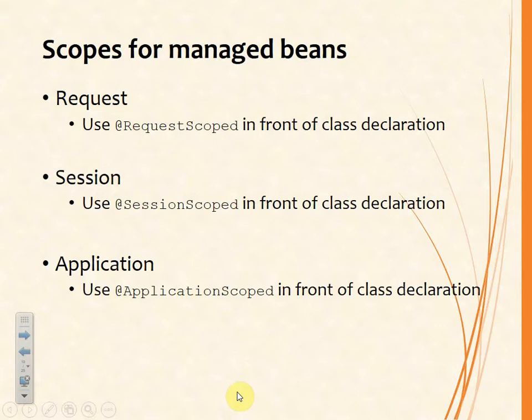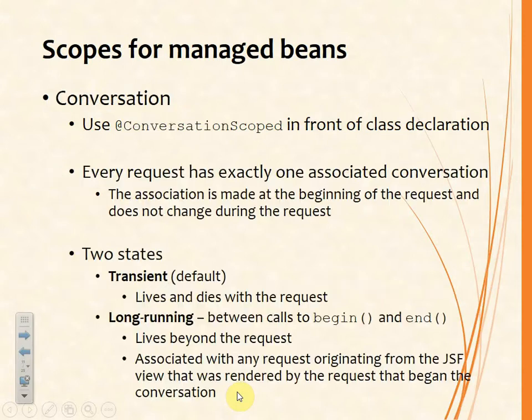And that means that when a second request comes in and makes use of that managed bean, then the values that were put into that bean on the first request will still be there. They are preserved between requests, so long as the session has not timed out. A couple of other scopes that we won't use much of, if any, but I mention them so that you are aware of them. Conversation scope means that there is exactly one associated conversation with every request.